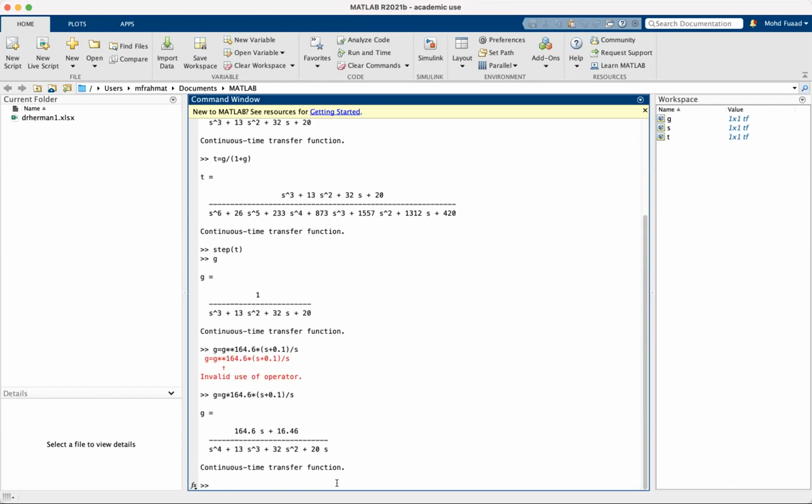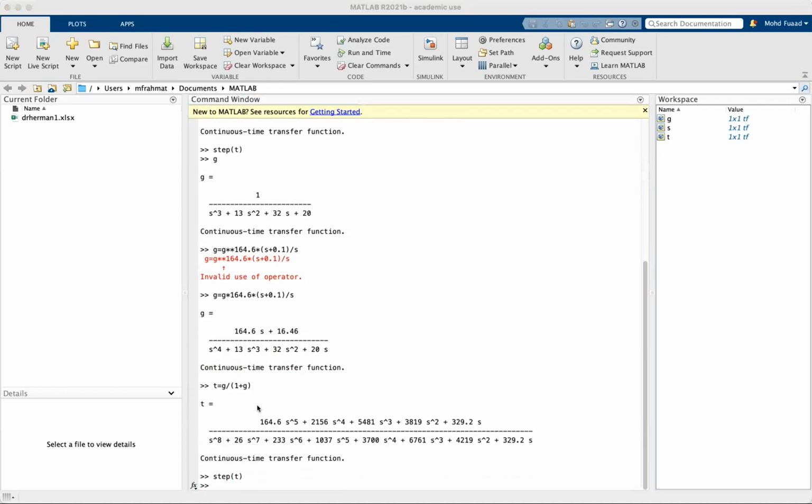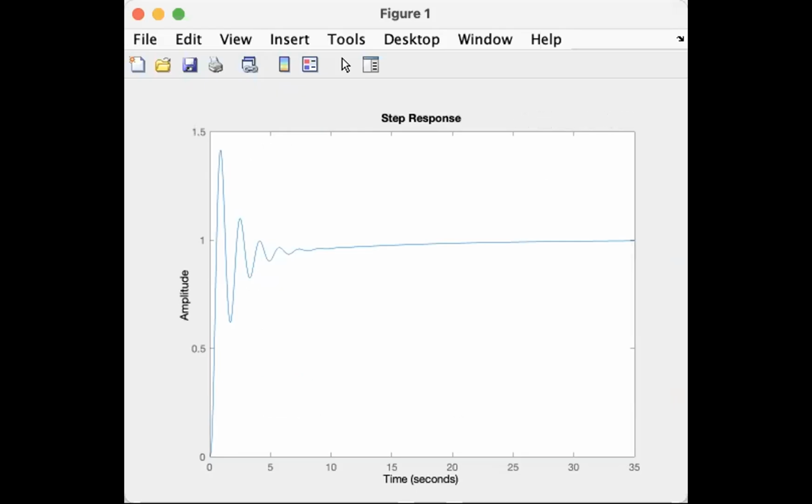Right. And then T is equal to G divided by 1 plus G. Okay. And then we find the step, right? Step T. Okay. Right. So I share you the figure.